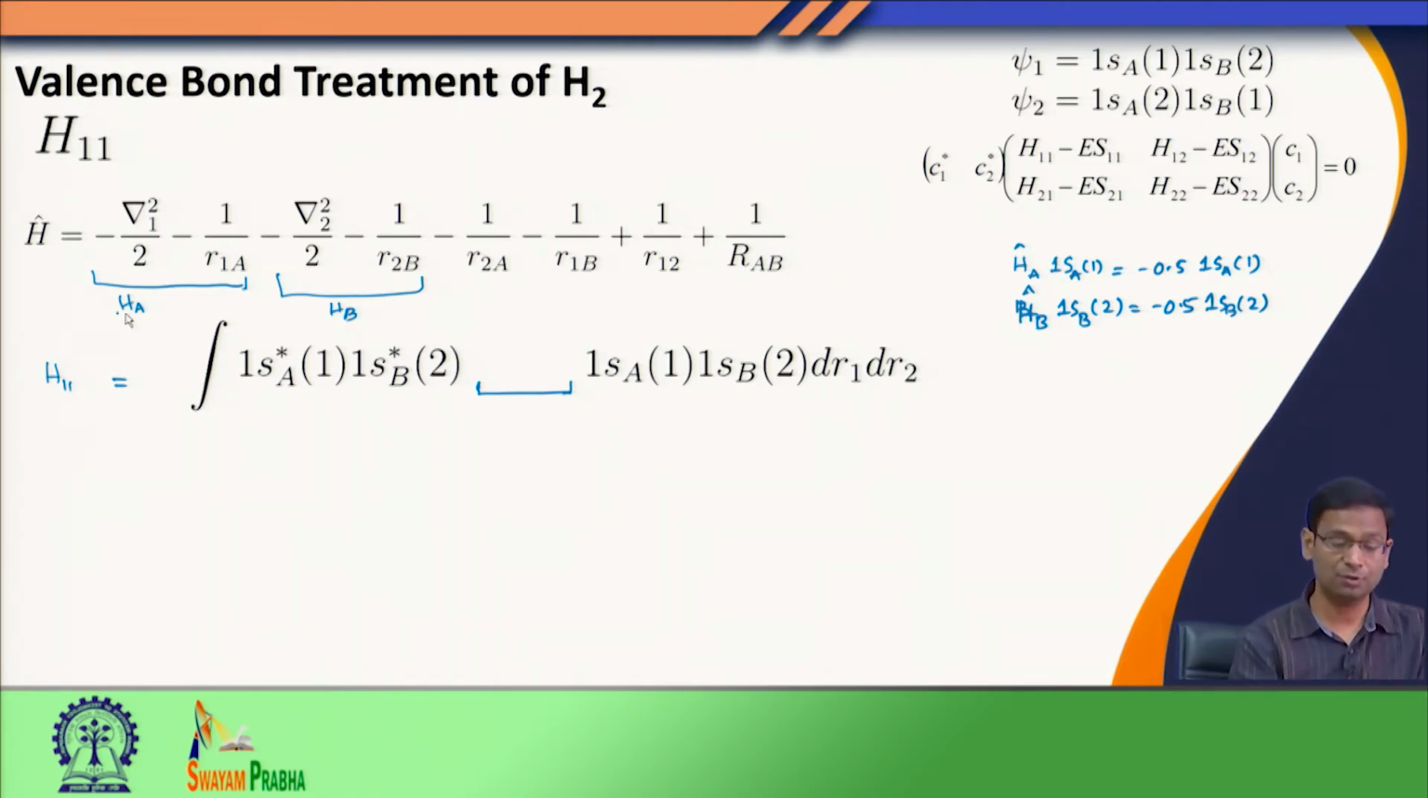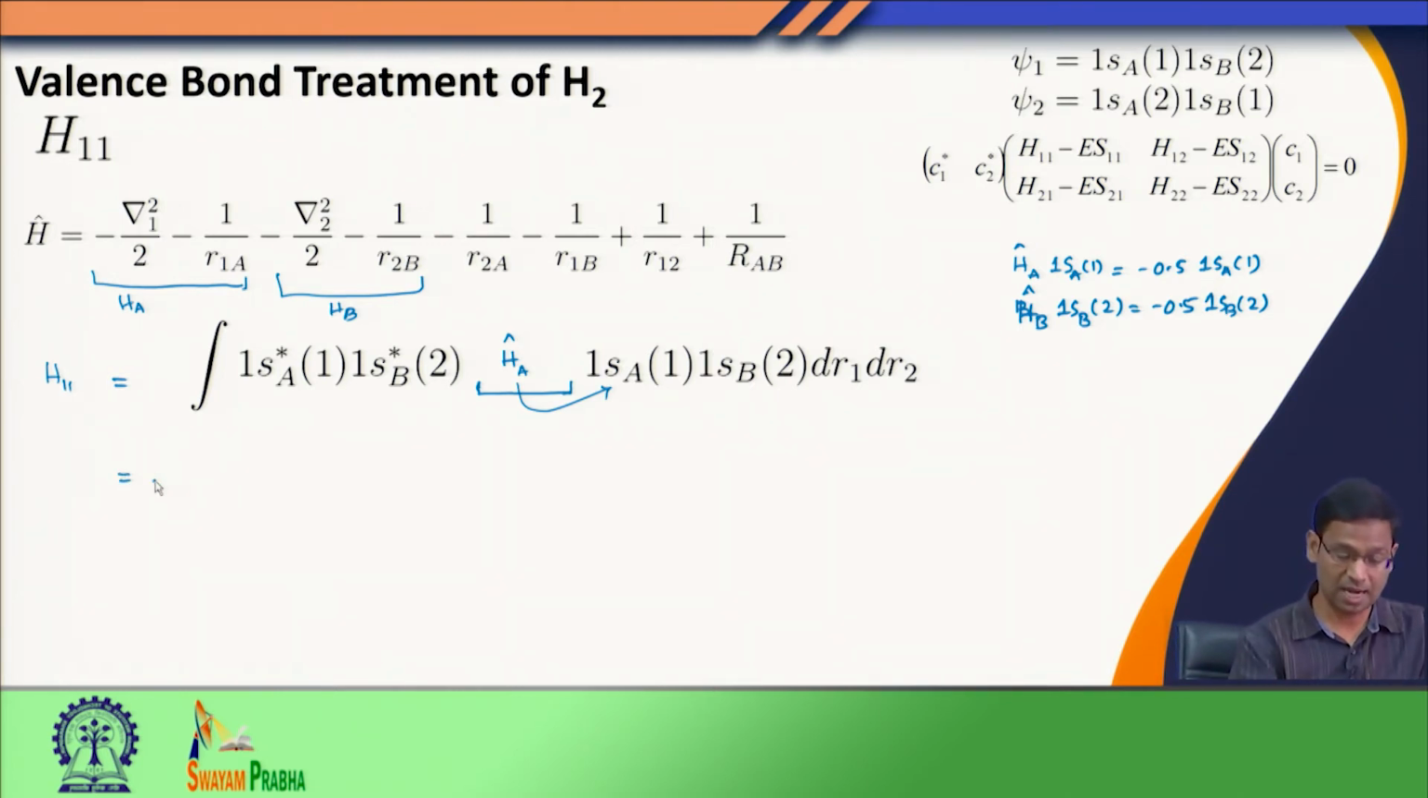Instead of putting all the terms in here, let us first look at what happens when I put the first two terms of this Hamiltonian into this integral. I am first looking at the contribution of the H_A term. H_A, the Hamiltonian corresponding to nucleus A, has 1s_a(1) as its eigenfunction. So, when this Hamiltonian acts on the 1s_a eigenfunction, the result is minus 0.5, which is a constant, multiplied by 1s_a(1).